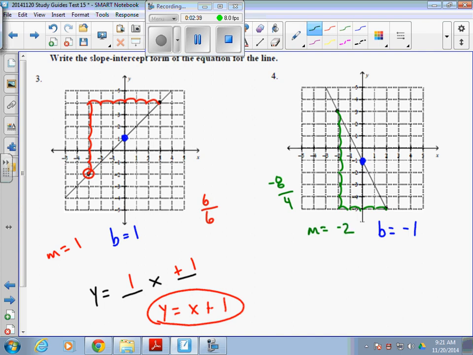So y equals mx plus b. m's value is -2. b's value is -1. y equals -2x minus 1.